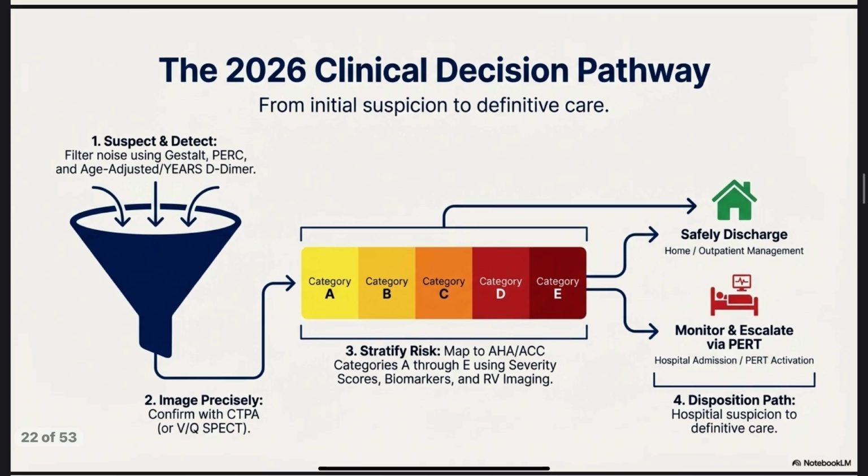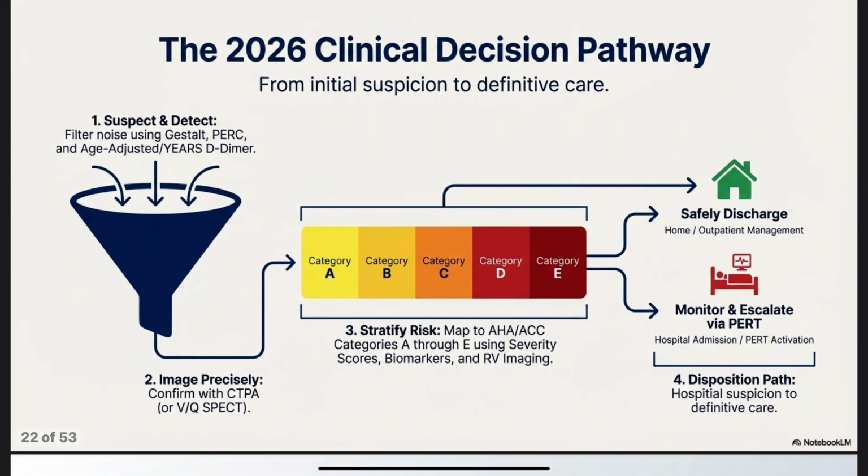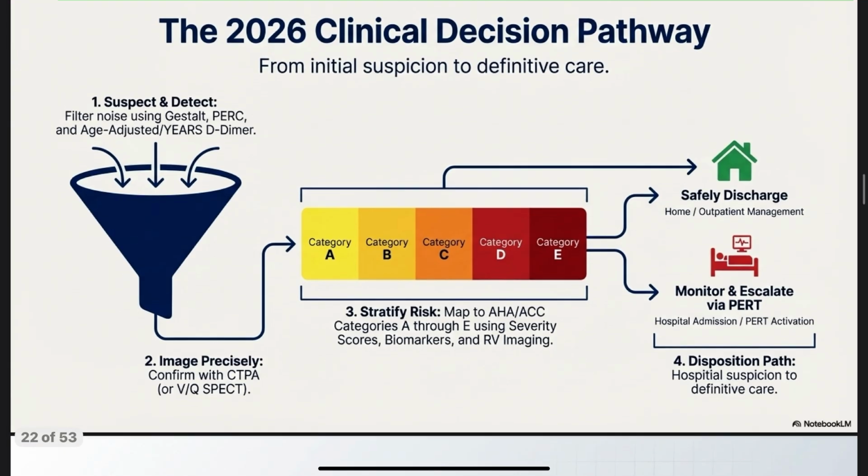That's all. So the 2026 clinical decision pathway is that you will suspect and detect. You have so many criteria, Geneva criteria, Wells criteria, followed by PERC to rule out, and age-adjusted D-dimer or YEARS D-dimer can be used. Image precisely, CTPA preferred in all conditions now. This stratifies to A to E. There is no non-massive, massive, submassive anymore, and you can decide on whether the patient needs home or outpatient management or monitoring and escalating with a pulmonary embolism resuscitation team. So these are the new guidelines for the decision and pathway.